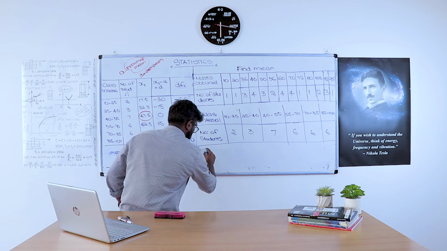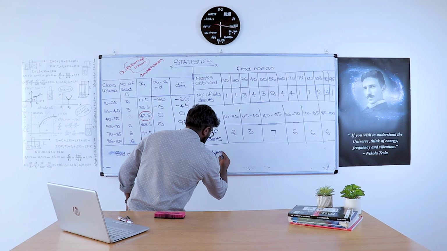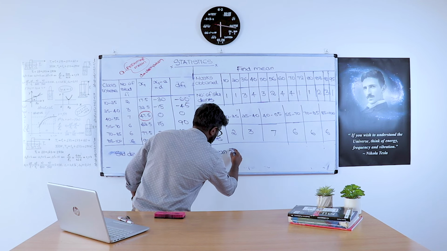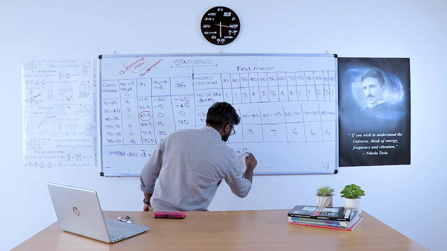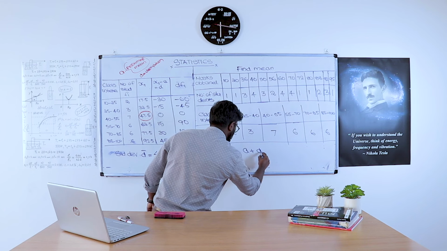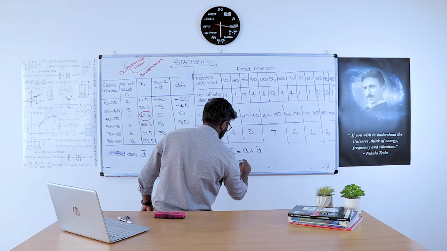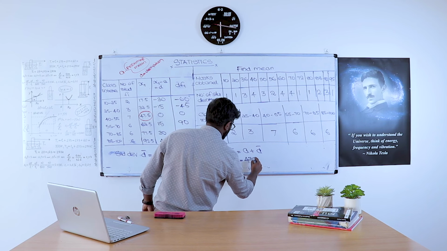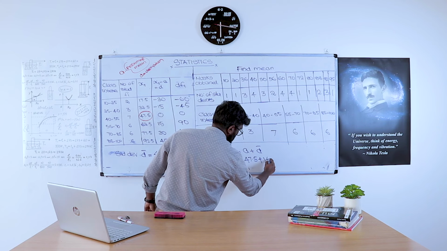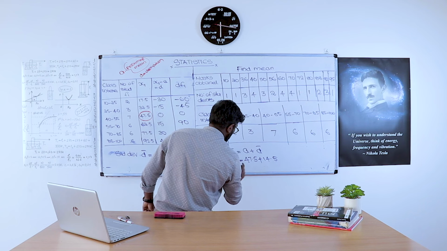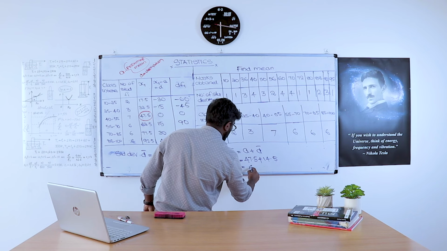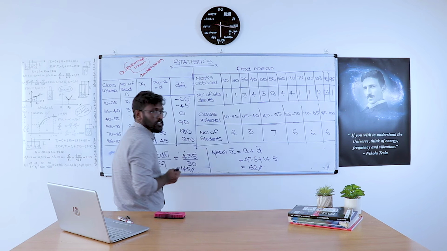So what is the mean? The mean using assumed mean is that mean x bar is equal to assumed mean a plus mean deviation d bar. A we already found out, 47.5 plus 14.5. 47.5 plus 14.5 is 62. So the mean is 62.